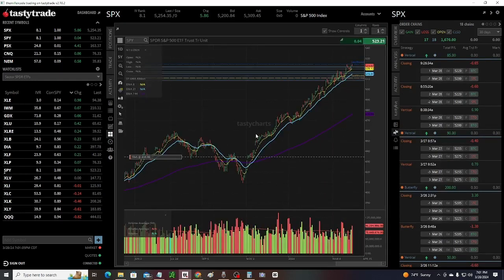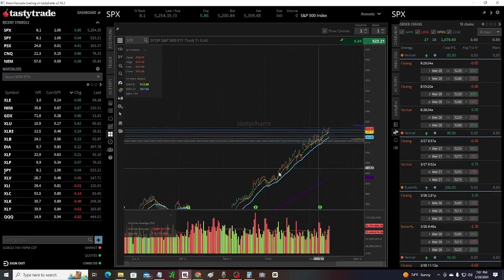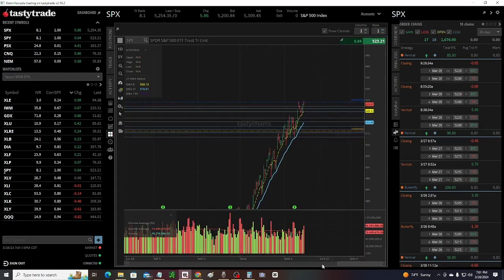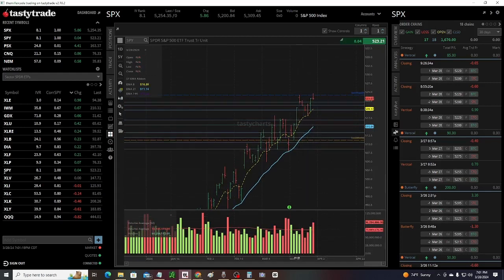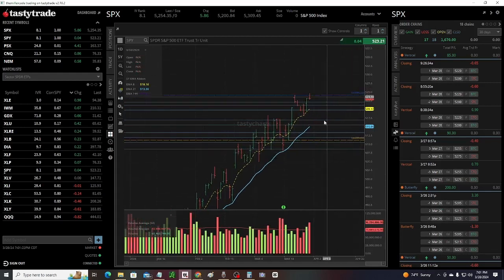Tasty doesn't have the best charting software, but it's not too bad. As you can see, I track the high and low of the previous week as my range. This is where we broke out last week after we got the FOMC announcement. We broke up to that high there, and then we pulled back and we're testing levels. And like I said, I use the SPY as my guide and then trade the SPX.